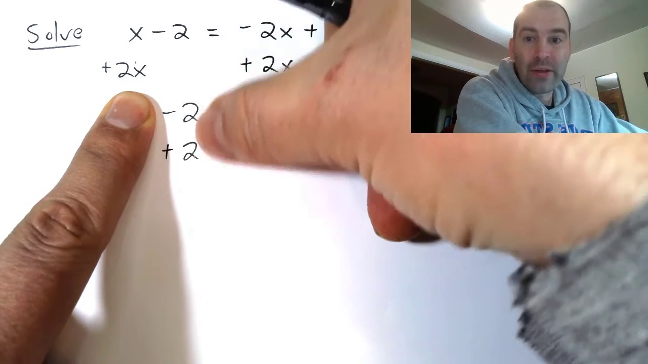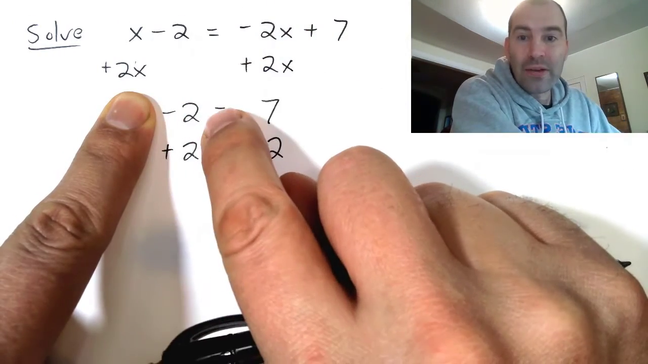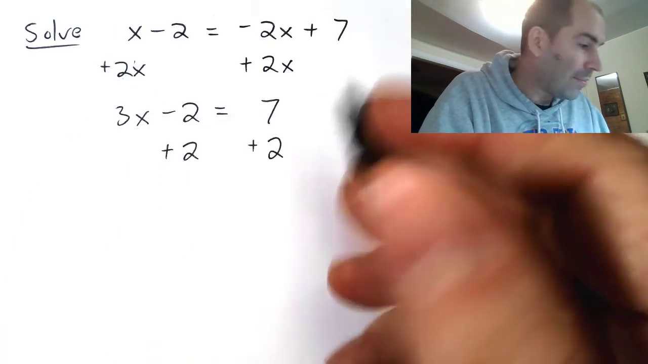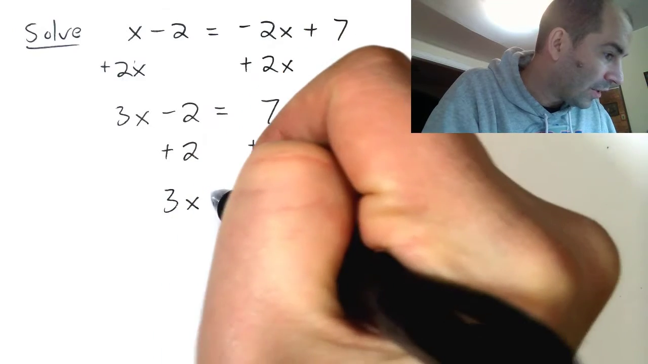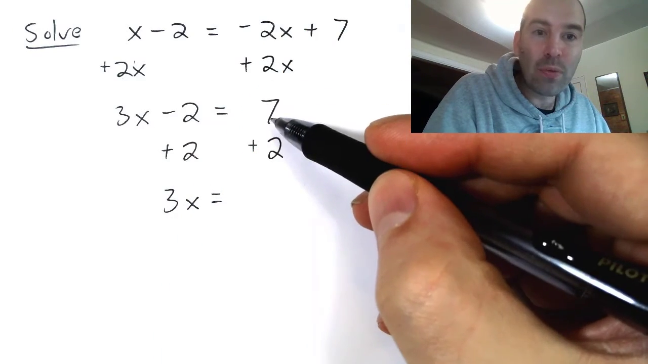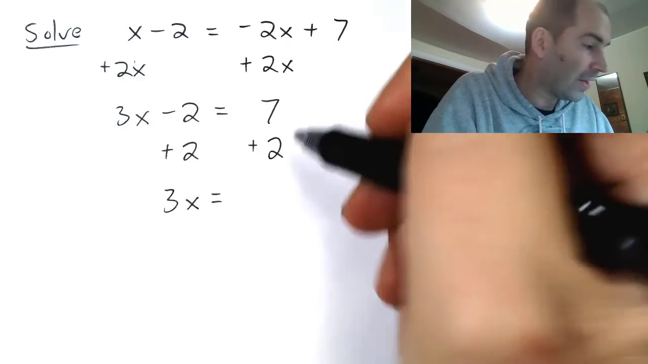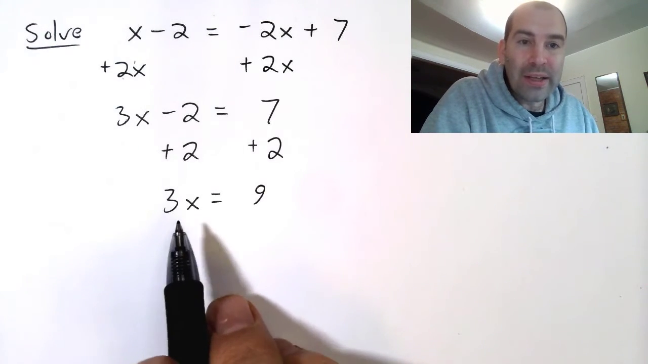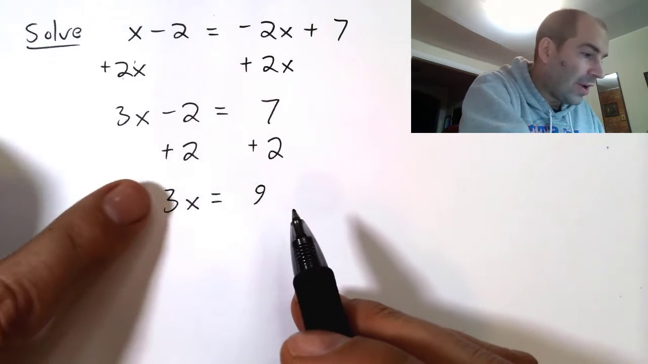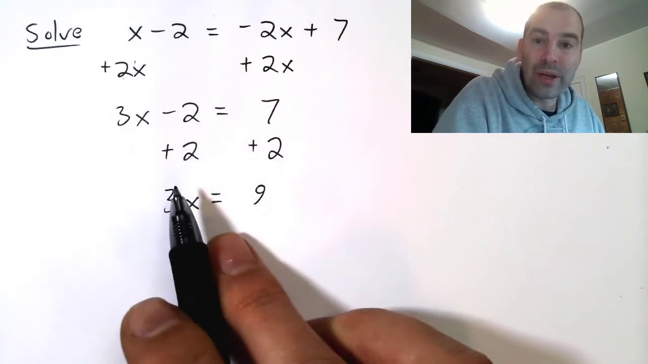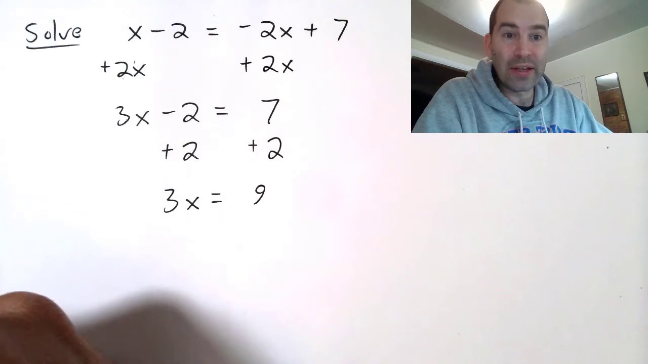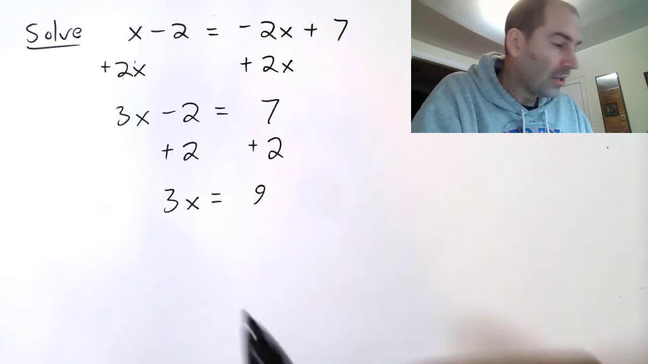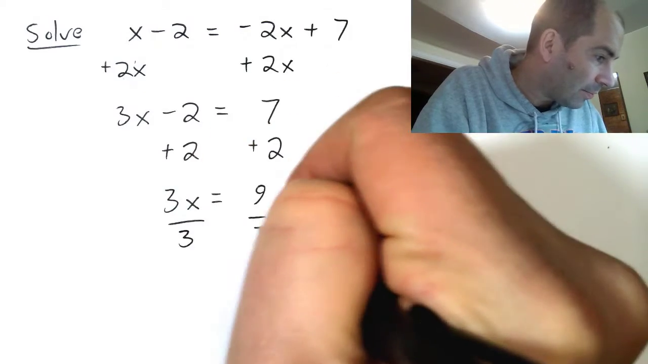But what I can combine are these. Right? So -2 plus 2 cancel each other out. So that means that I just have on the left-hand side 3x. On the right-hand side, I have 7 1's plus 2 more 1's makes 9 1's. Okay, so finally, I want x to be all by itself. I do not want this 3 here. How do I get rid of the 3? Well, if I have 3 of something, I just take 1/3 of it to get 1 of that thing. So I'll divide both sides by 3.